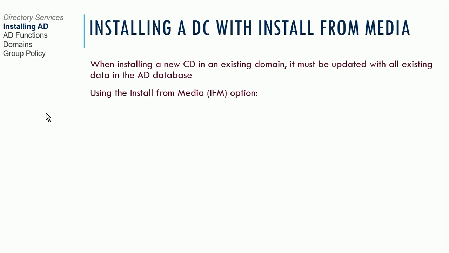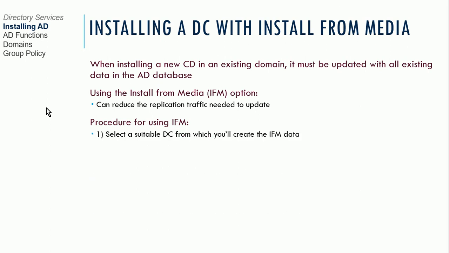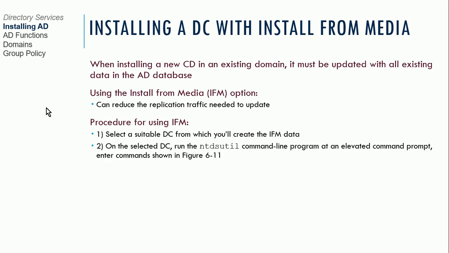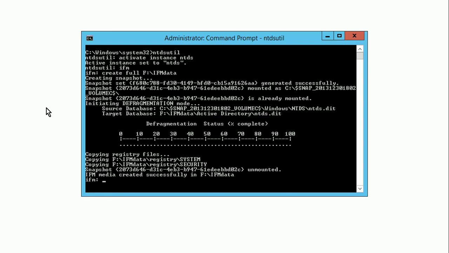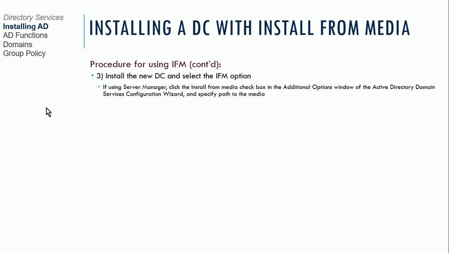One way you can get around the time it takes for that replication to happen is you can prepare for this ahead of time by installing from media, the IFM option. By the way, it reduces the replication traffic needed to do the update when you first install the domain controller. So basically what you're going to do is find the domain controller from which you're going to create the IFM data file. Then on that domain controller, you're going to run the ntdsutil command, which is going to look a little bit like this. Using that command, it will create the IFM data file that you're going to use when you install your new domain controller.